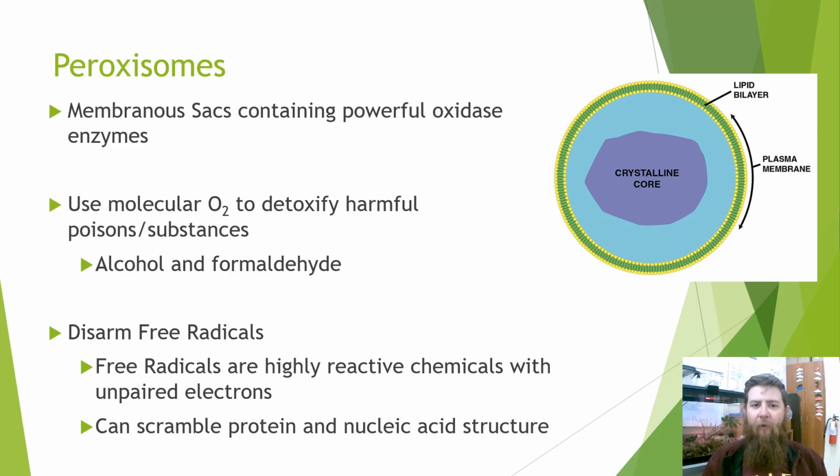Peroxisomes, these are only found in animal cells, but these are membranous sacs containing a powerful oxidase enzyme. They use molecular oxygen to detoxify harmful poisonous substances like alcohol and formaldehyde. They also disarm free radicals. These are highly reactive chemicals with unpaired electrons that have the potential to scramble protein and nucleic acids. So getting these guys neutralized is really important.